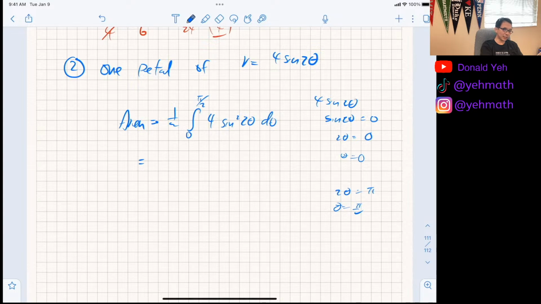So here this one is gonna be squared, so that's gonna be 16. 16 over 2 is gonna be 8 in the front between 0 to pi over 2 of sine squared of 2 theta. Oh, I can count. You're right, 8.